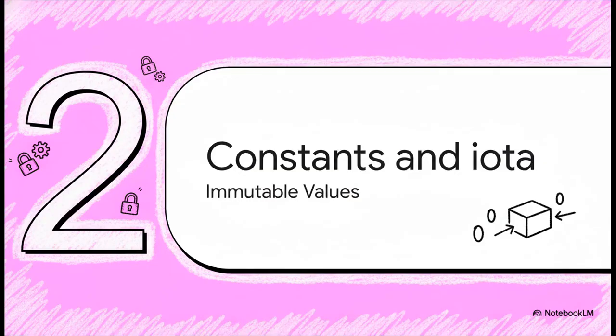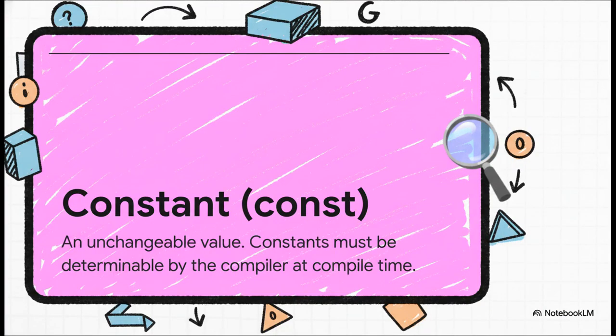All right, so we've talked about variables, which can change. Now let's flip the coin and talk about their immutable cousins, constants. A constant is exactly that, constant. You declare it with the const keyword, and you're making a promise that this value will never change. It's perfect for stuff like pi or a version number or some setting that's baked into your app. And trust me, the compiler will hold you to that promise.